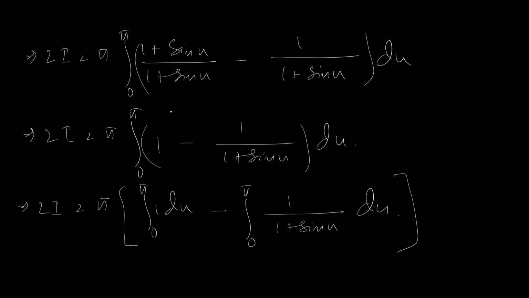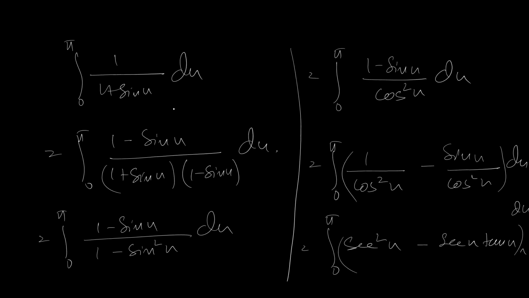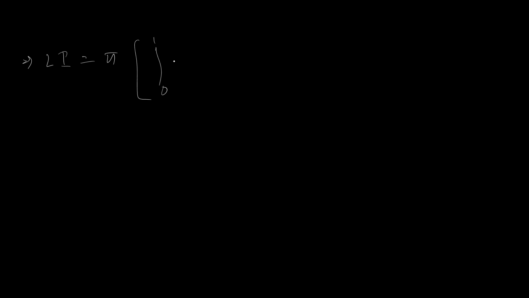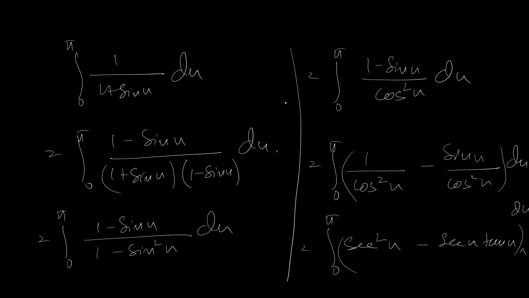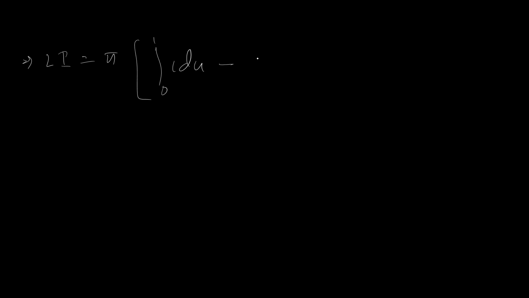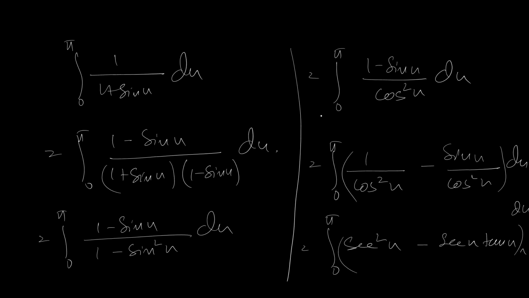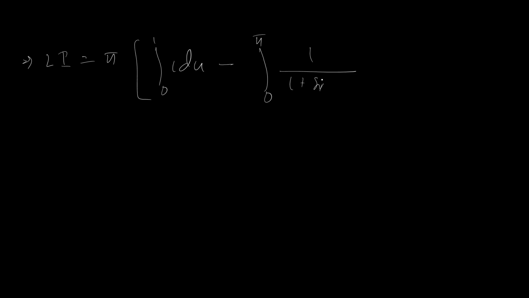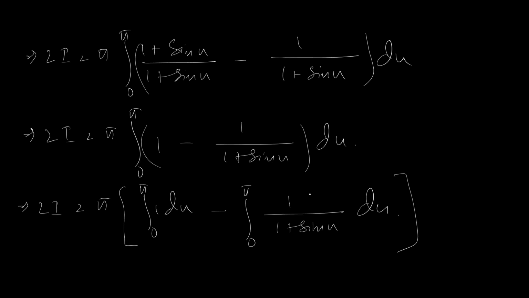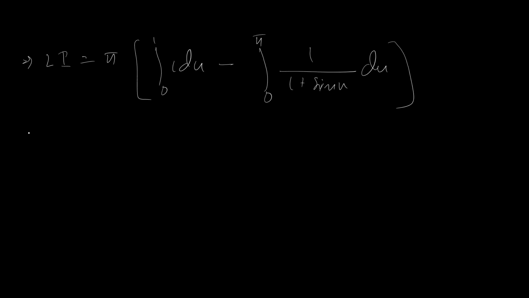Twice I is equal to pi, bracket start, integral from 0 to pi of 1 dx minus integral from 0 to pi of 1 dx minus integral from 0 to pi of 1 by 1 plus sin x dx, with sin x dx. So this is twice I is equal to pi.